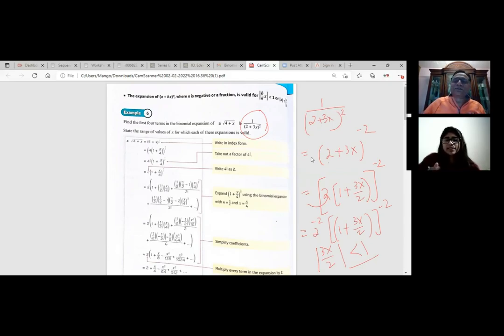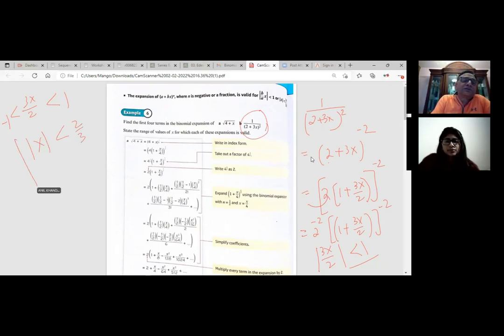Do we need to write it in terms of mod x, or can we just leave it like that? Either you write 3x over 2 is less than 1 and greater than minus 1, or in terms of mod x. Mod x is better, right? So you simplify this and you say the absolute value of x is less than 2 over 3. You get the idea? So that's simple.